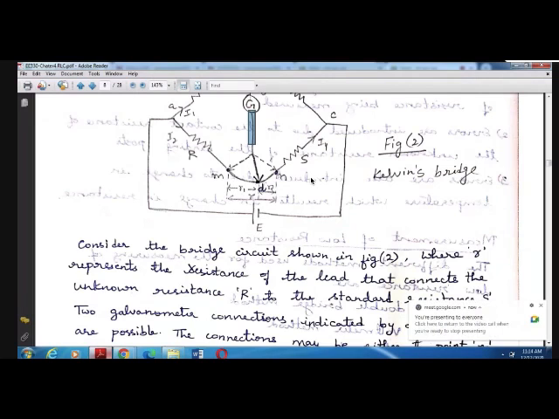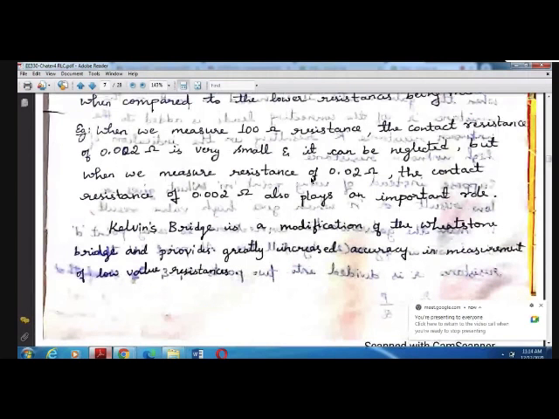Okay, I'll explain again. See, now I told you Kelvin's bridge is mainly used for what? For measurement of low range of resistance. So this Kelvin's bridge, can you see the screen now?